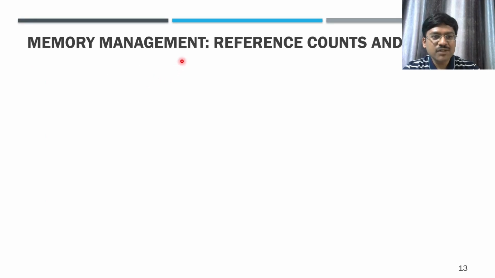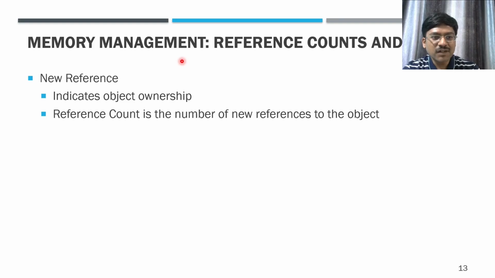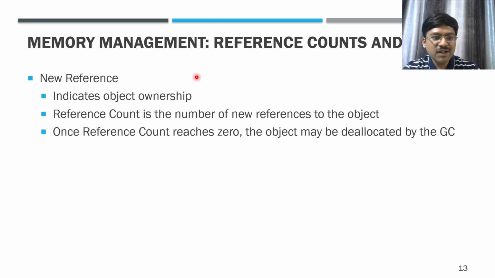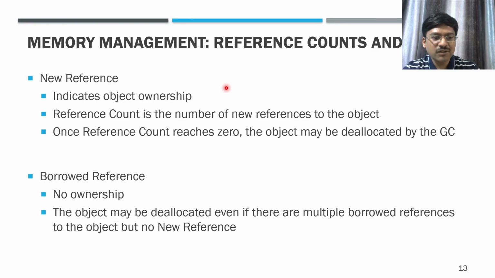So before discussing how we solve this problem, we discuss reference counts and kinds. The Python C API has two kinds of references, new reference and borrowed reference. A new reference indicates object ownership. So a reference count is essentially the number of new references to the object. So once the reference count reaches 0, the object may be deallocated by the GC. And secondly, there's borrowed reference, which does not indicate any object ownership, and the object may be deallocated even if there are multiple borrowed references to the object, but there are no new references to that object.